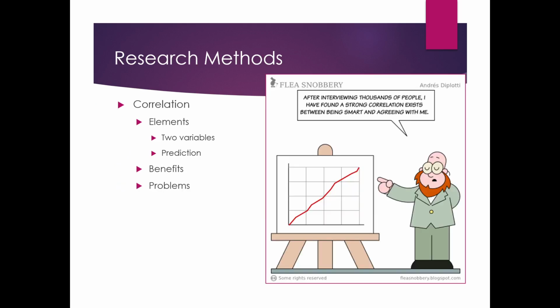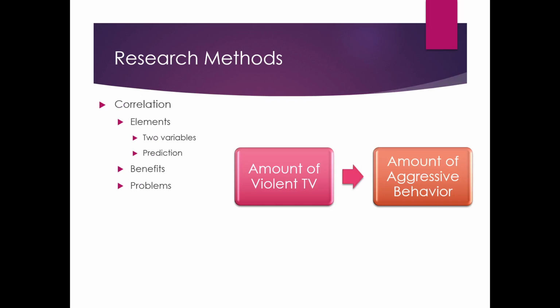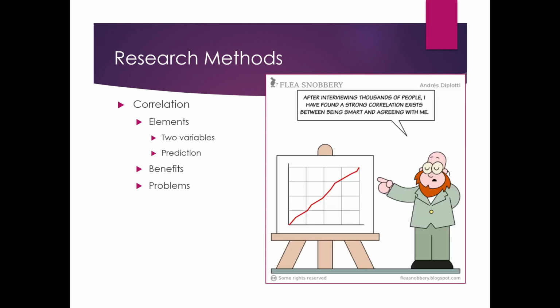The problems with correlations are that just because two variables go together doesn't really tell us anything about why they're going together or whether one of them is causing the other. It doesn't really give us any of that information. And so it's kind of frustrating.